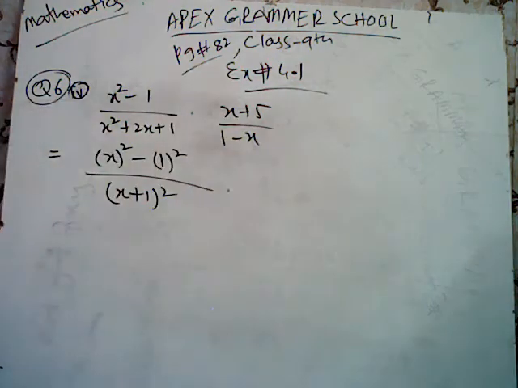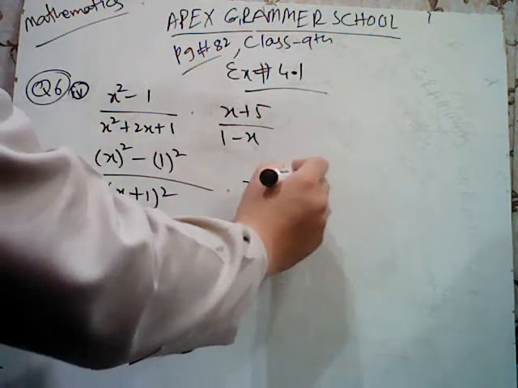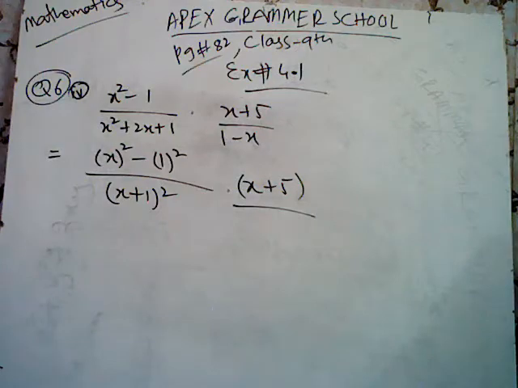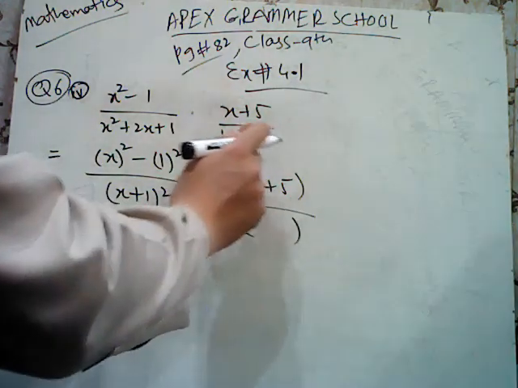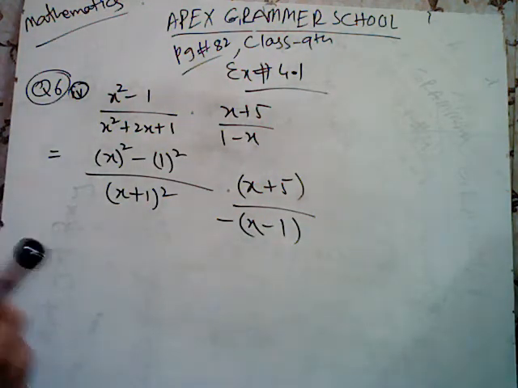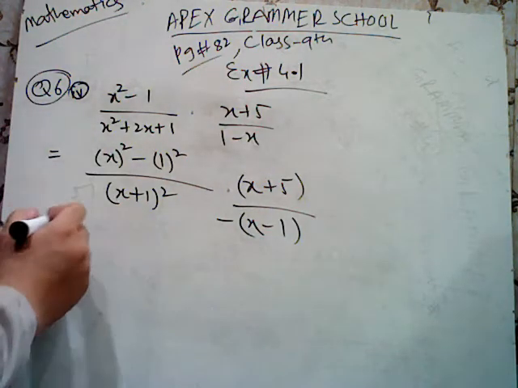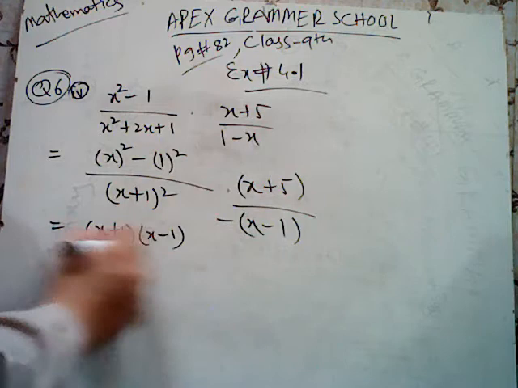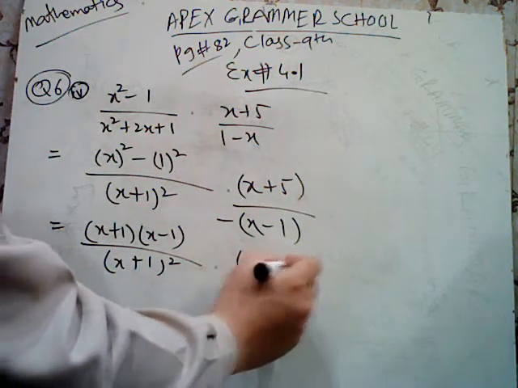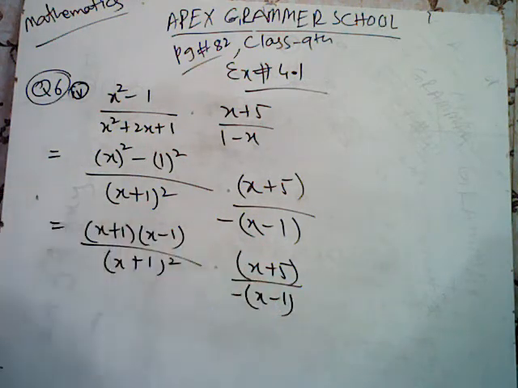After that, this dot sign is basically the multiply sign. X plus 5, and in the denominator this is 1 minus x. This will make a conflict, so you have to remove it by taking minus sign common. You know that if we take minus sign common, then both signs of the expression are changed. Taking minus sign common from here, this minus x will become positive x and this positive 1 will become negative 1. Now open this formula, x square minus 1 square. It will become x plus 1 into x minus 1, and in the denominator x plus 1 whole square dot x plus 5, and in the denominator x minus 1 with minus sign.